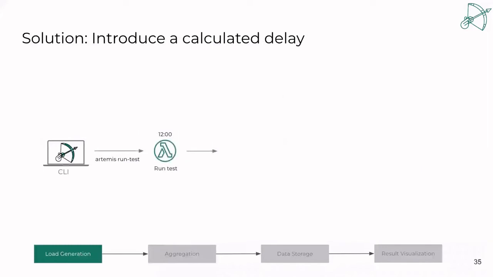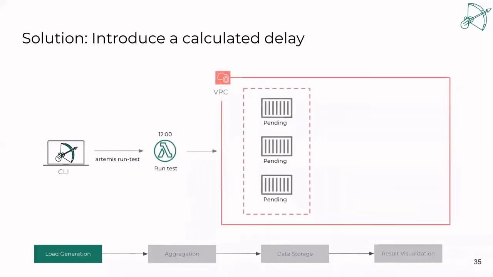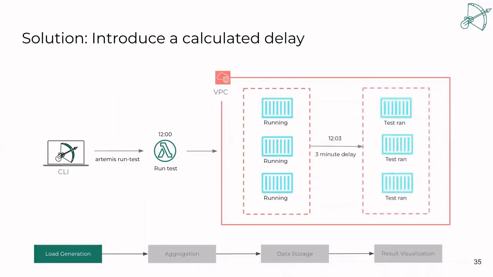Another option we explored, and how we ended up addressing the problem, was introducing a delay to the running of the test script. This was achieved by generating a timestamp 3 minutes from when the start test lambda is invoked. Each test container then calculates a specific wait time based on when it's created, using the initial timestamp as a reference. This wait time can be thought of as a container-specific timer, enabling test start synchronization.